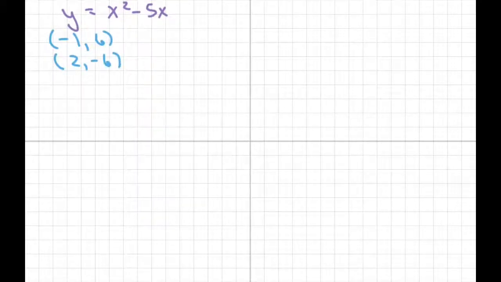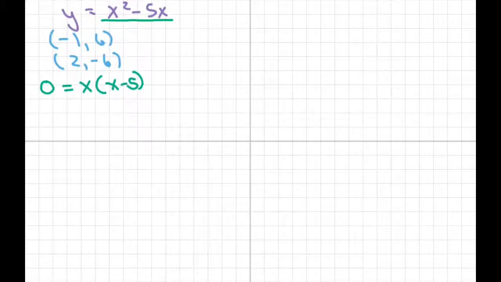All right. Now this one, if I set this to 0 and factor this, I get x times x minus 5. So my x-intercepts are x equals 0 and x equals 5. So that's also your y-intercept. 1, 2, whoops, this way. 1, 2, 3, 4, 5. All right. And so this is your vertex in here somewhere.